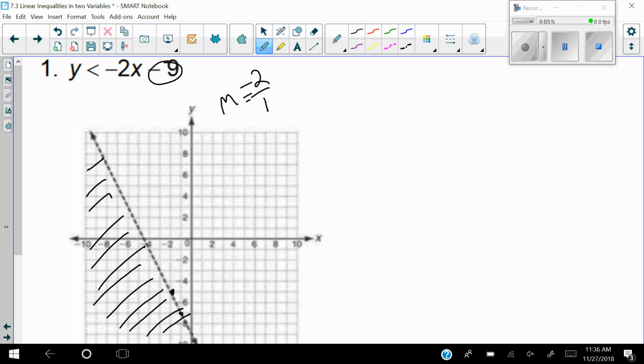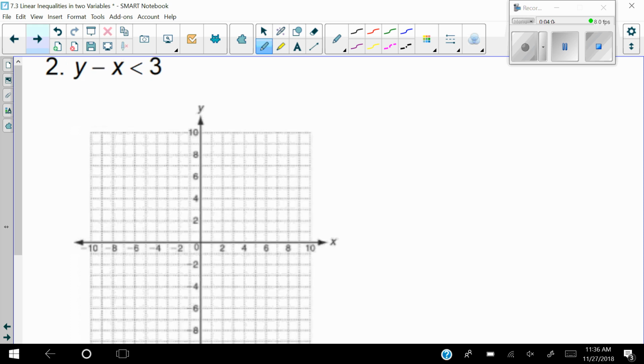And that's it. So everything in here will be part of the solution. Okay, let's take a look at another example. Okay, so we'll go through the steps again.